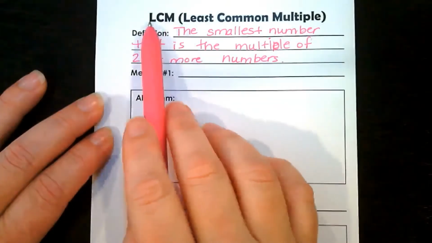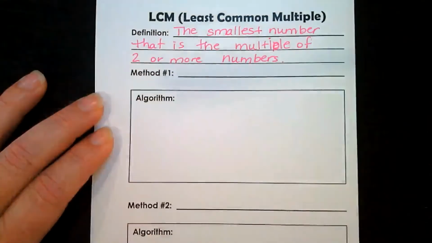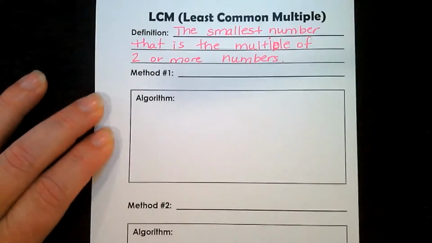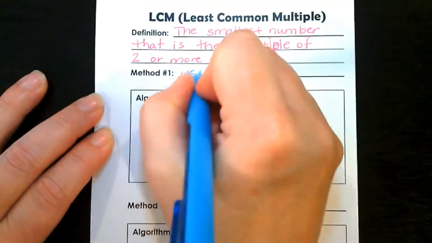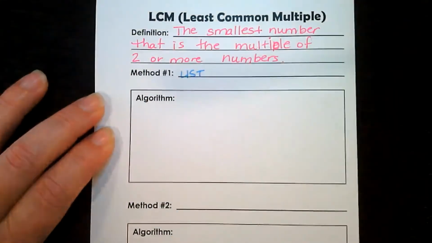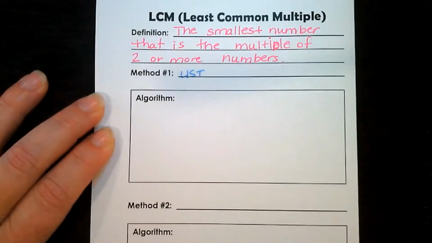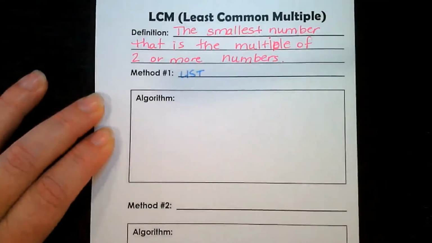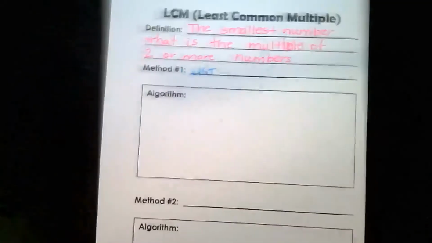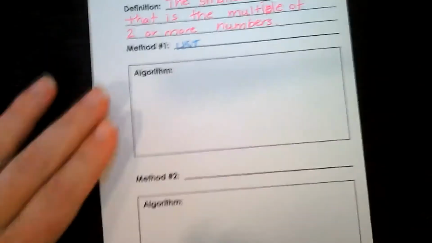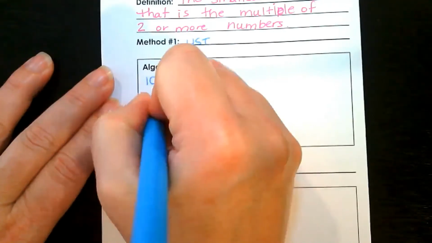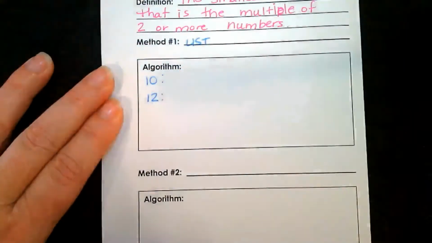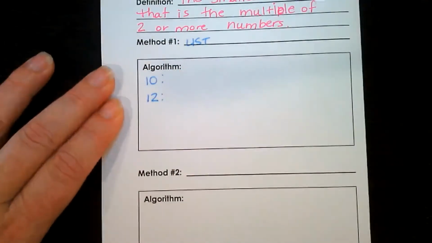So when we're looking for the least common multiple, it's because we are looking for the smallest number that they share in common. So we have two methods. Let's start with the list method. In the list method, we are actually going to list out the multiples of the numbers. And in this case, I'm going to do the numbers 10 and 12. Let's list out the first 5 multiples of each just to get started.